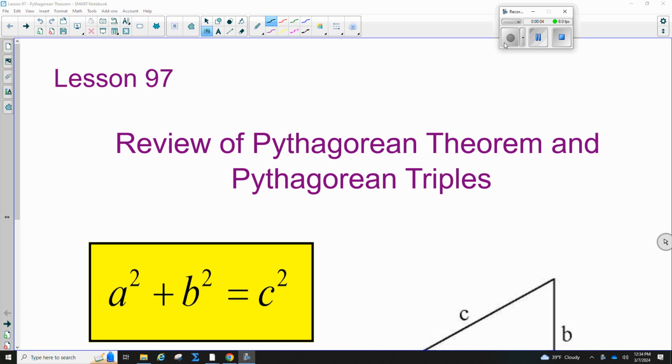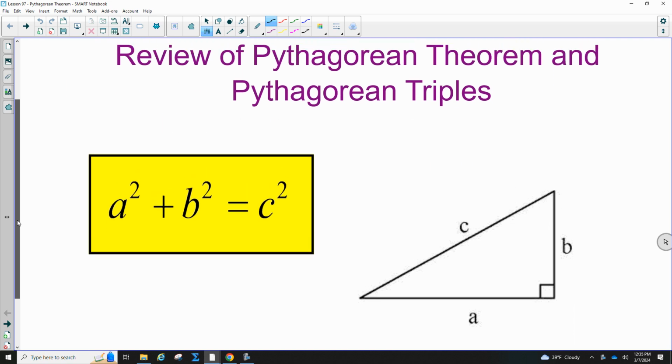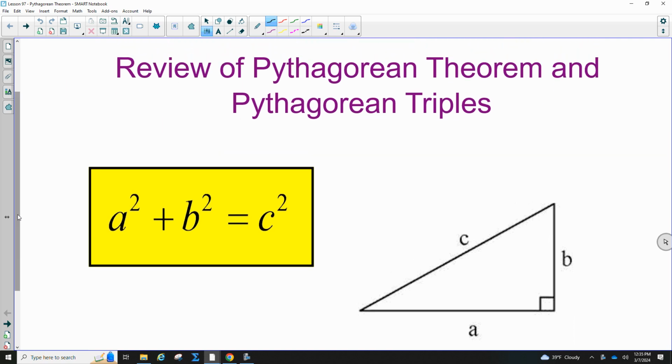Can you believe it? All right, so the Pythagorean theorem is a squared plus b squared equals c squared. These are only for what kind of triangles? Yeah, this only works for a right triangle, okay? So you have to see the little box here that makes it a right triangle.